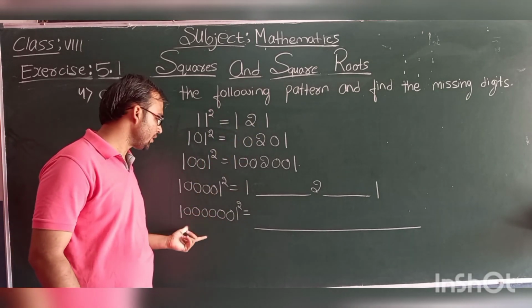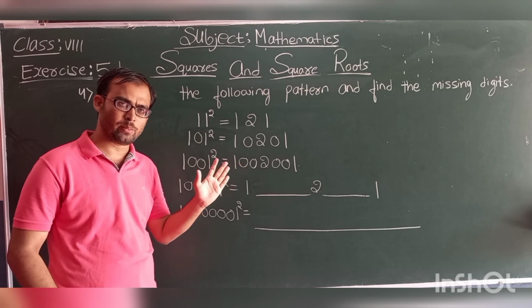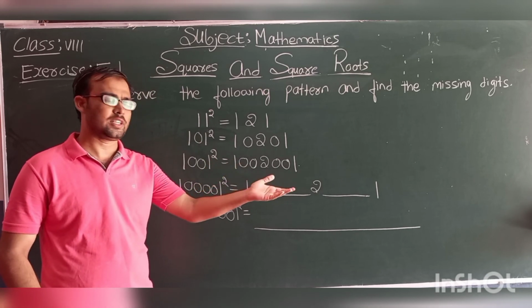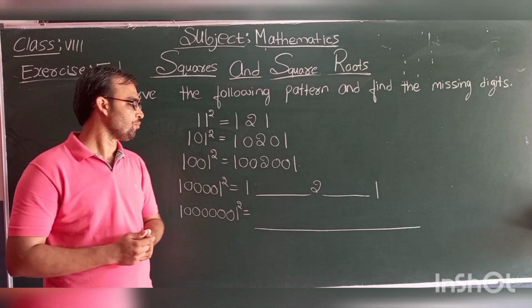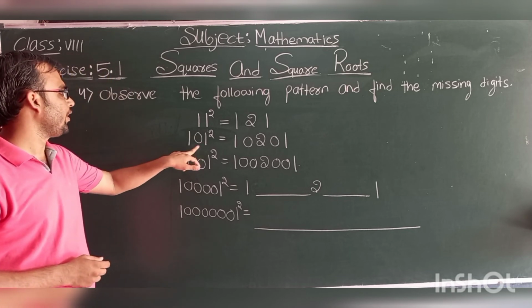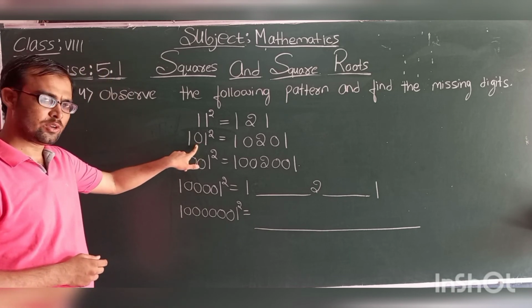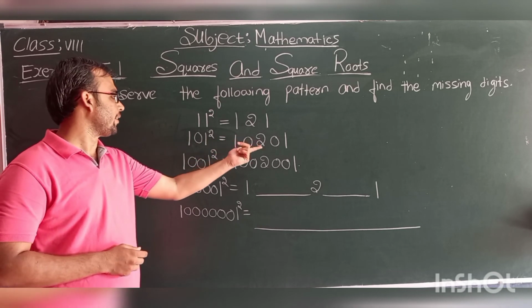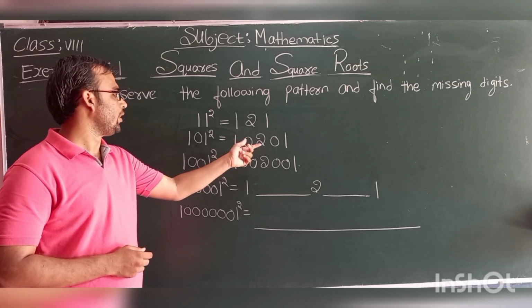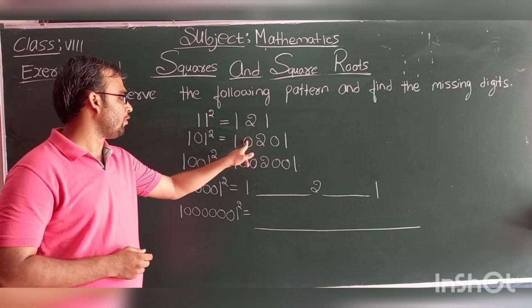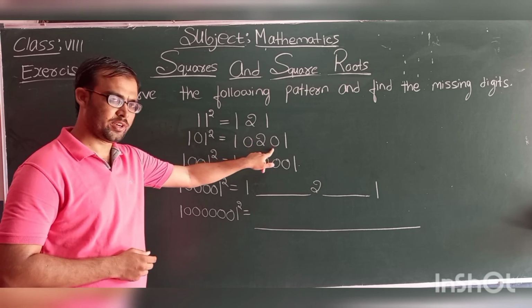If two ones are there, we write only two natural numbers, and after that we write the numbers in decreasing order. Look here, in between two ones only one 0 is there, in 11 squared. So here one 0 will be before 2 and one 0 will be after 2.